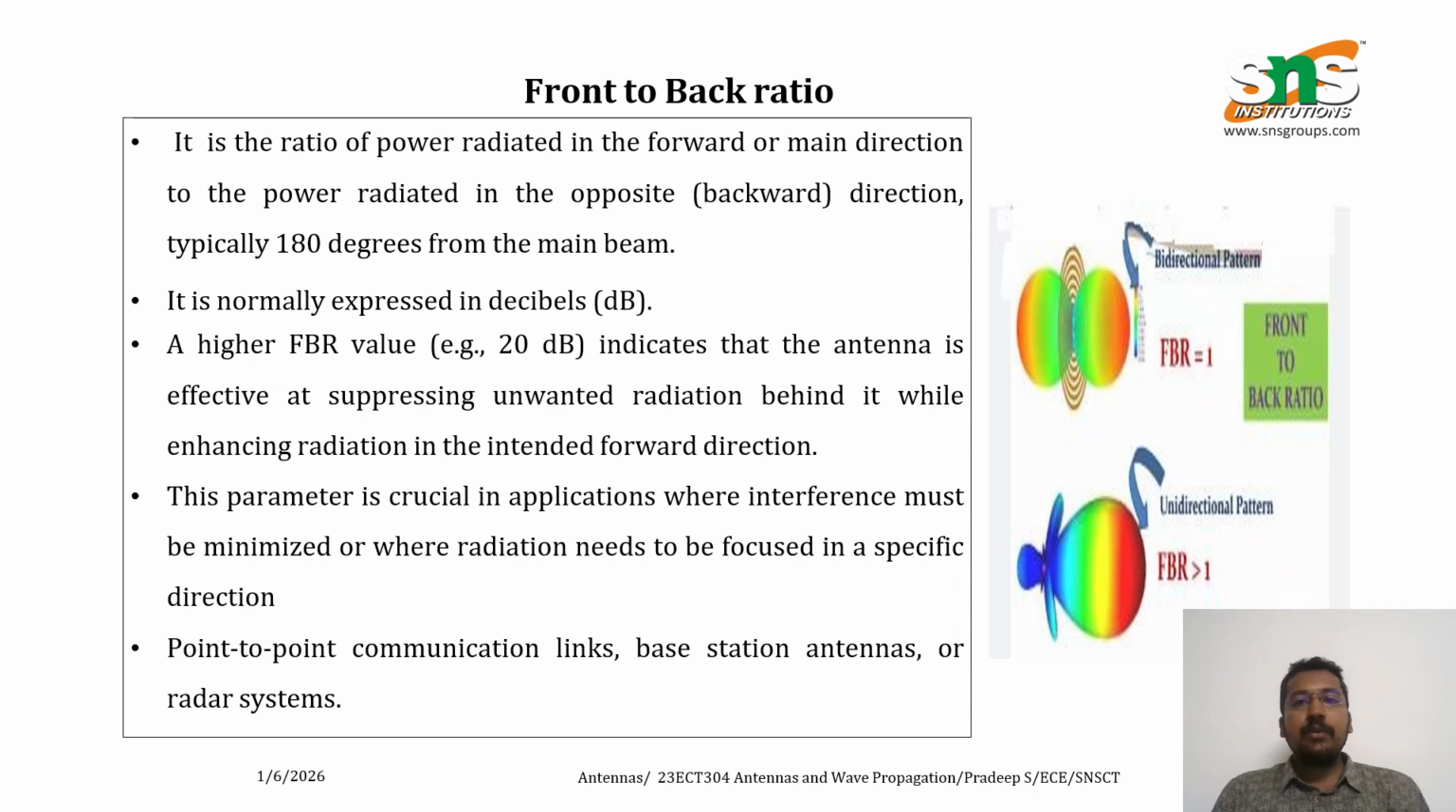So front to back ratio: the major lobe contains the direction of maximum radiation, and the minor lobe has its axis approximately 180 degrees from the main beam. The front to back ratio, that is FBR, is the ratio of the power density in the major lobe to that of the back lobe. Minimizing minor lobes, especially side lobes, is critical in many systems to reduce interference from undesired directions.